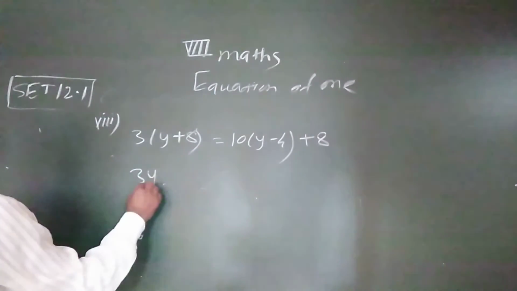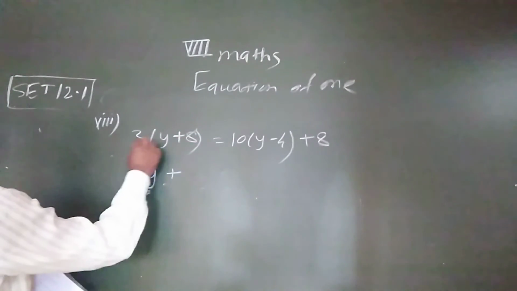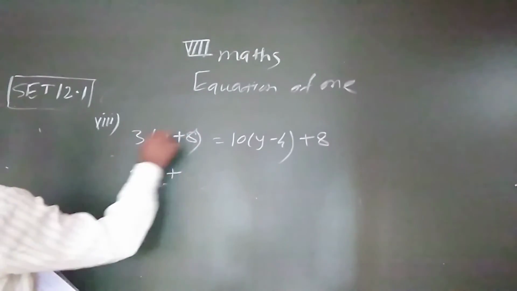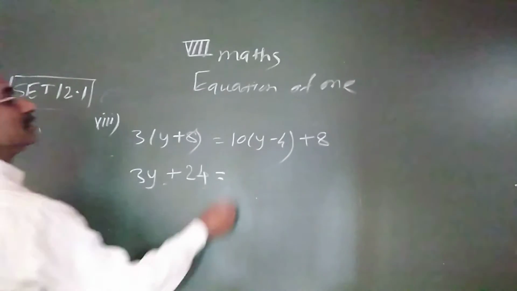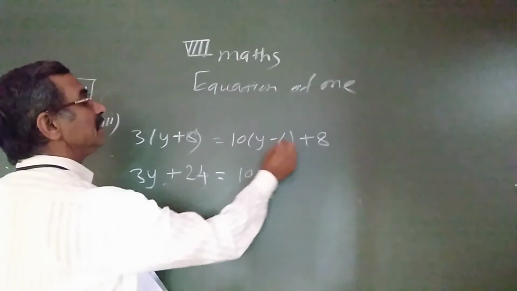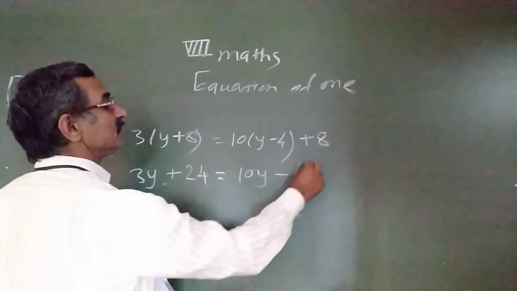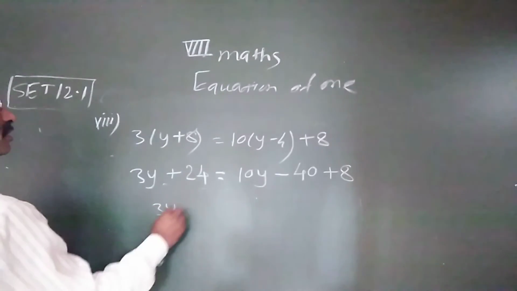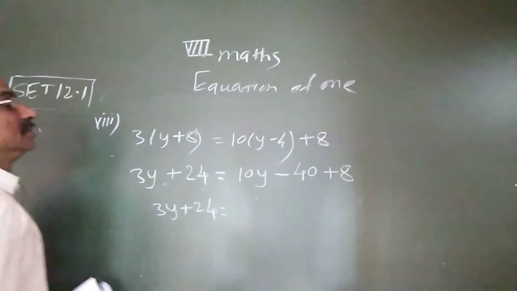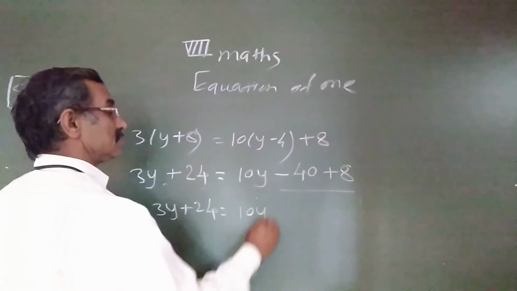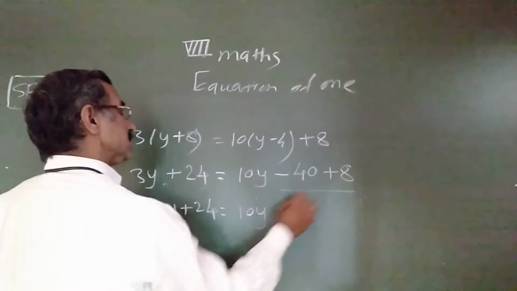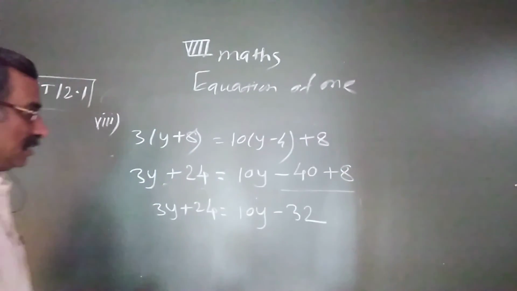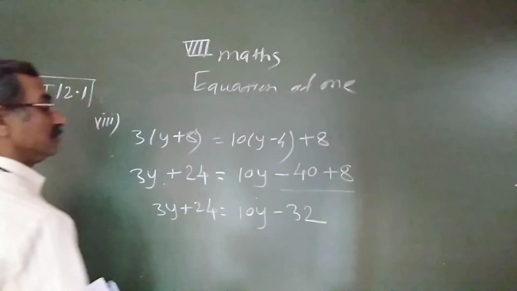3 into y is 3y. Then 3 is also multiplied to this 8. To solve the bracket, this 3 is multiplied to each term. 3 into y is 3y, 3 into 8 is 24. Then 10 into y is 10y, and 10 into minus 4 is minus 40, and plus 8. Then 3y plus 24 remains as it is. Here we take these two terms, there are different signs, so there will be a subtraction of 40 minus 8. It is 32, and the higher number sign is minus, so minus 32.